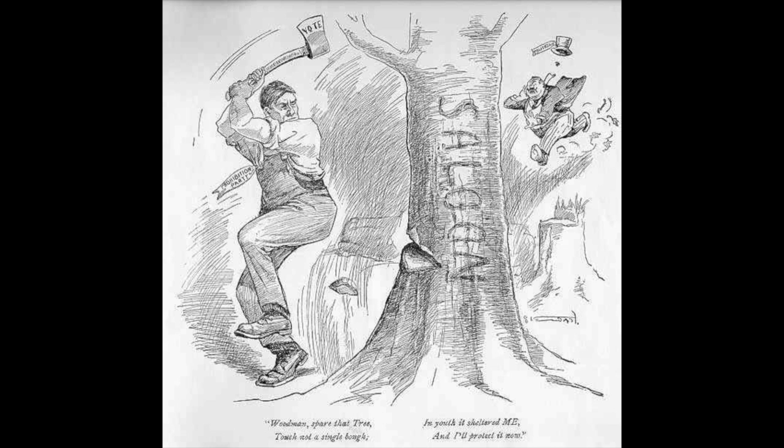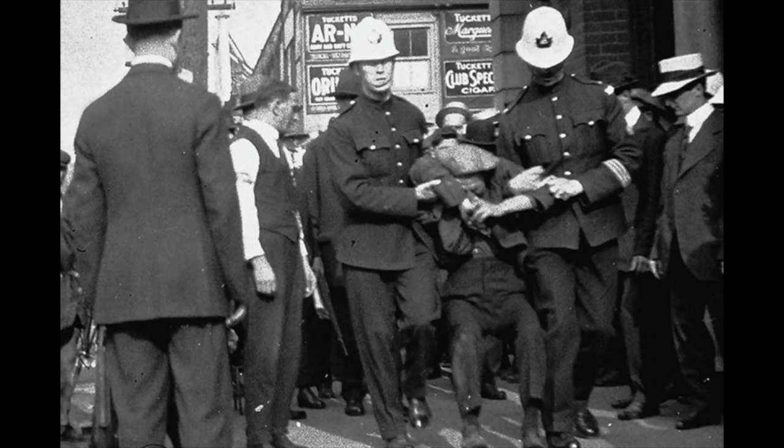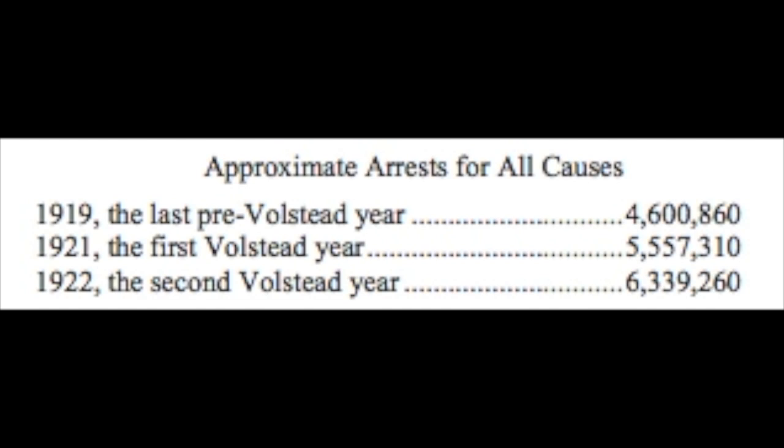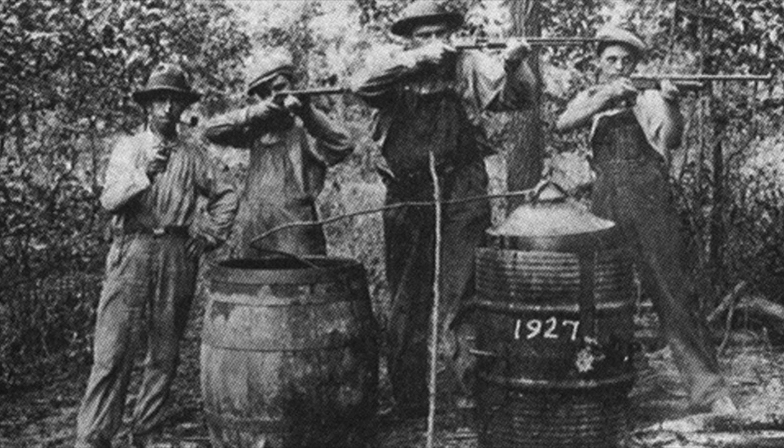Furthermore, prohibition created an offense that many Americans would violate by buying alcohol, and thus many more people became subject to being arrested, contradicting the goal of lightening the burden of crime. In 1919, the last pre-Volstead year, there were 4,600,860 arrests made. By the second Volstead year, there were nearly 2 million more arrests at 6,339,260. The jails were filled with low-profile violators.